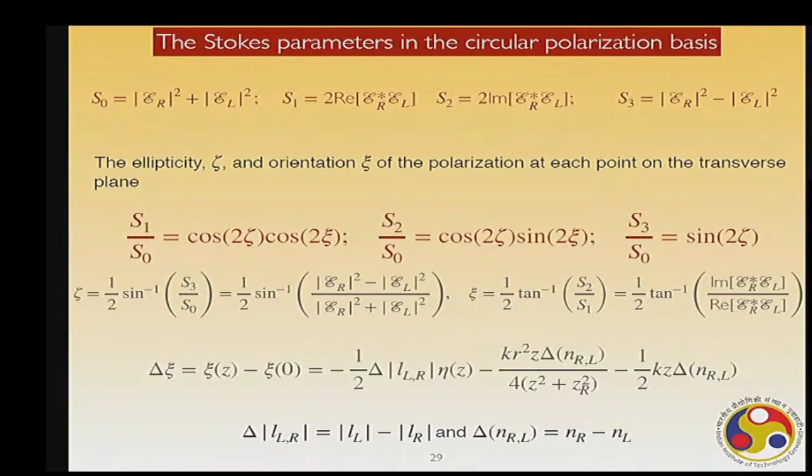So now you can see when it is free space, NR and NL both are the same, right? So there is no rotation in polarization. Now we require a medium where we have a correct refractive index difference. If NR is equal to NL, then what will happen? The rotation due to the refractive index difference would be 0. So we have to have an opposite refractive index.